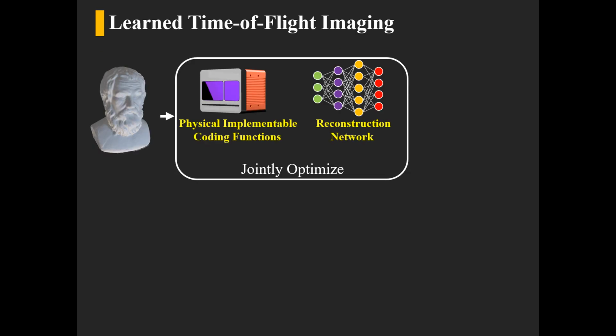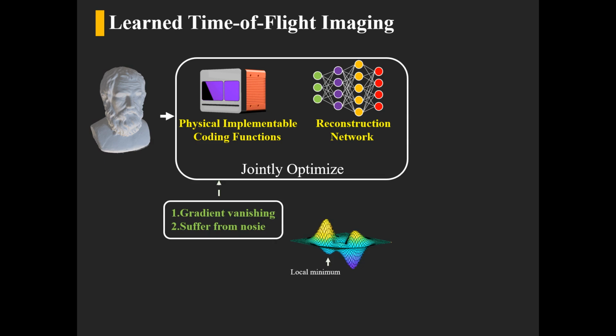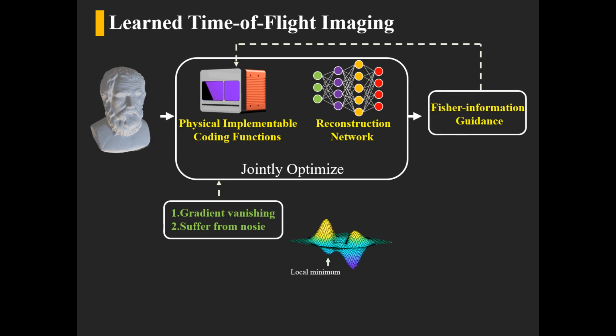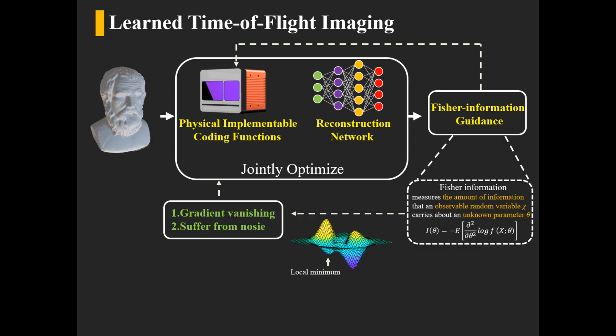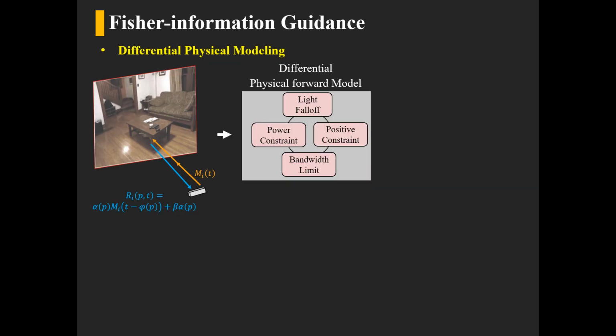To solve this problem, we propose to jointly optimize the physically implementable coding functions and reconstruction network. However, there are two main problems that prevent the global convergence of joint optimization, i.e., the gradient vanishing problem and the large noise. We propose to introduce the Fisher information as a guidance to help the global convergence. Fisher information is a metric of the amount of information included in the observation variables about the unknown parameters. By deriving the Fisher information of the I2F imaging system and using it as loss, we could realize high accuracy I2F imaging.